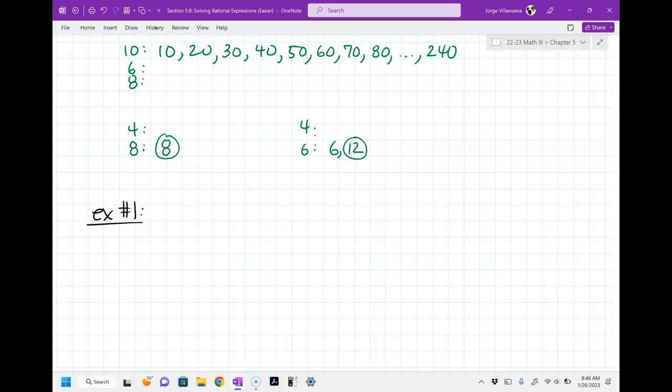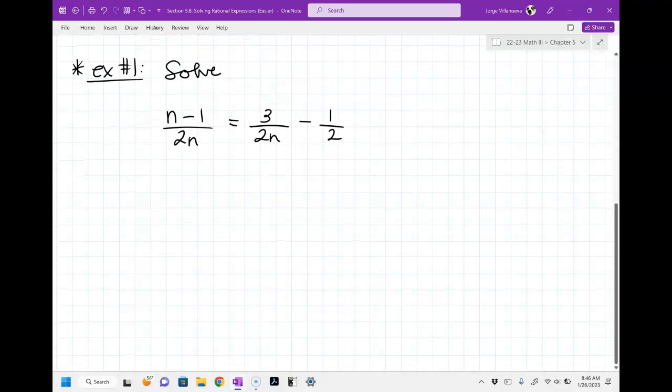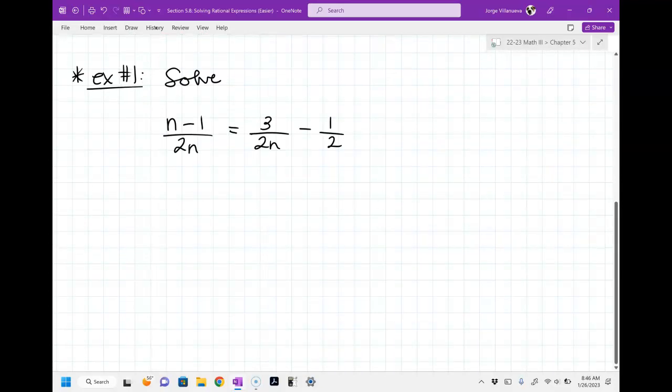So here we go. Example number 1. Again, these are homework problems we're going to solve. Okay. And this is what it's going to look like. Now remember, these are the easier versions. There are harder versions that we'll do later.